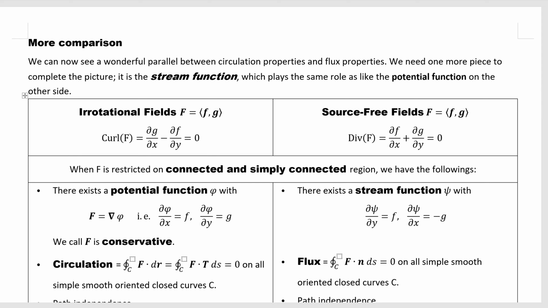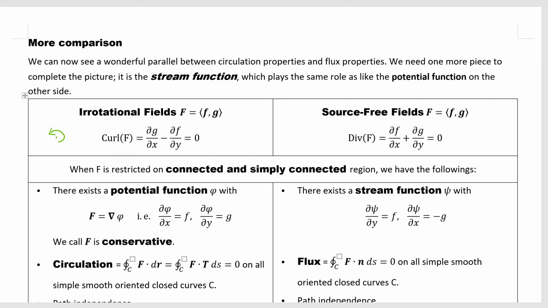Now we can see a wonderful parallel between circulation properties and flux properties. We need one more piece to complete the picture. It is the stream function, which plays the same role as the potential function on the other side. So here we have a rotational field. Do you remember what a rotational field is? That is when the curl is 0. Curl measures how the vector field is rotating. If the curl is positive, it's rotating counterclockwise. If the curl is negative, it's rotating clockwise.